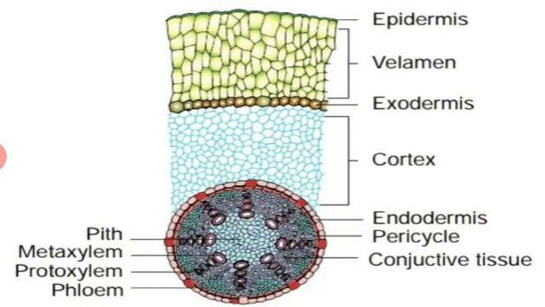Okay, and the center region is occupied by pith. Okay, so this is epidermis, velamen tissue, exodermis, cortex, endodermis, pericycle, xylem, phloem, conjunctive tissue, and this is pith. So this is the TS structure of the orchid plant.